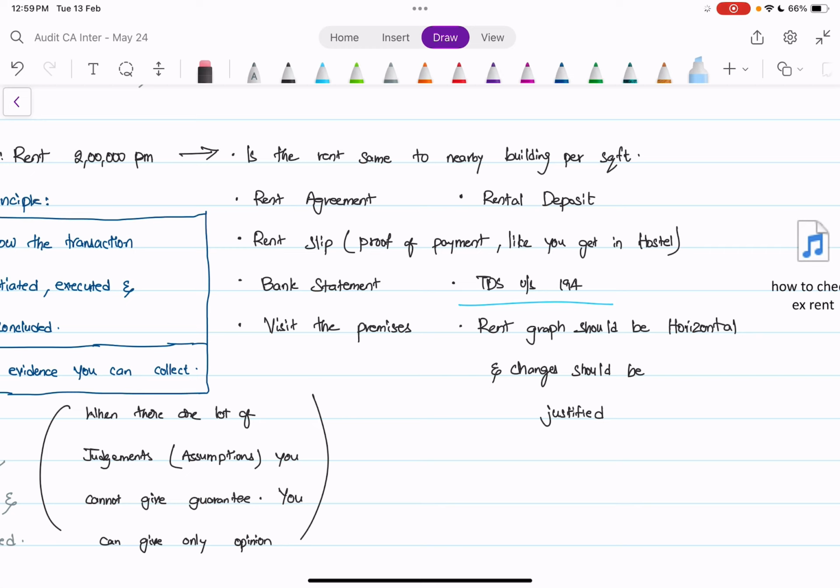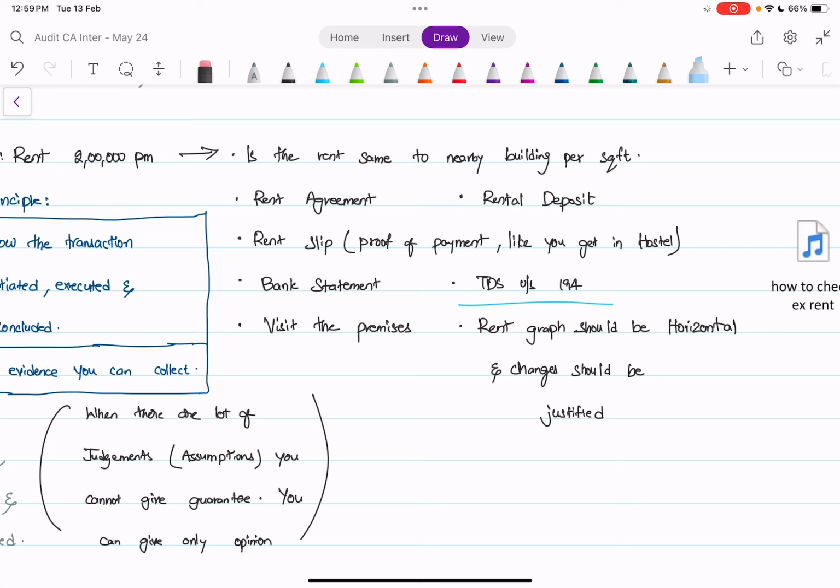And the rent graph should be horizontal. Why am I saying that? Because rent doesn't change just like that. For a year it remains the same unless there was an increase or decrease in the rental premises, either you have taken new premises on rent, or you have left a building. Only in these situations can you see a change in the rental graph.